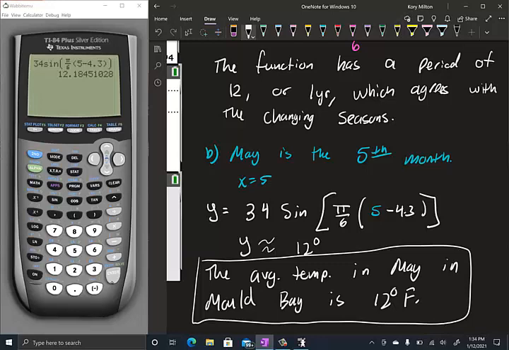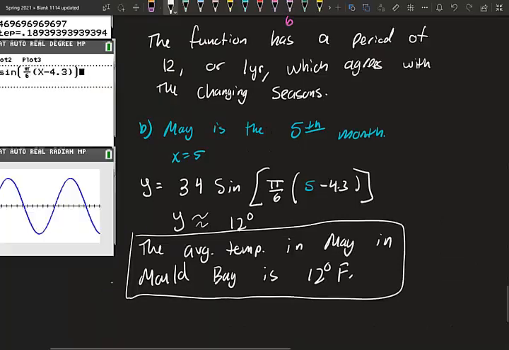Our average temperature is like 85, 90 in May. No thank you. To them.